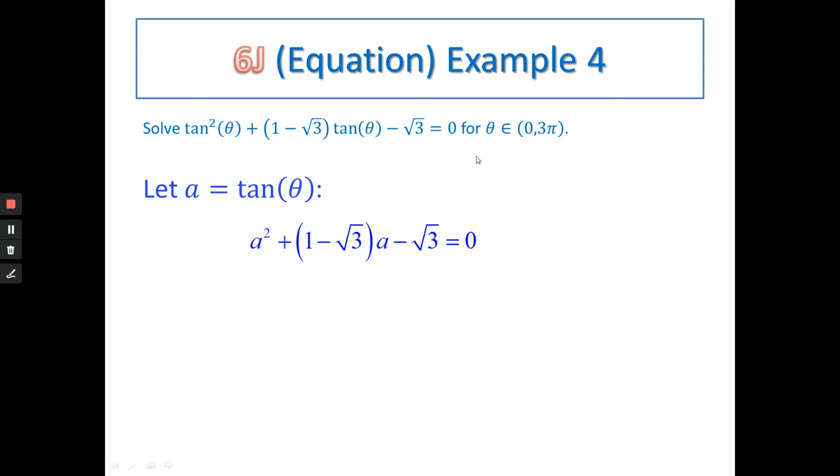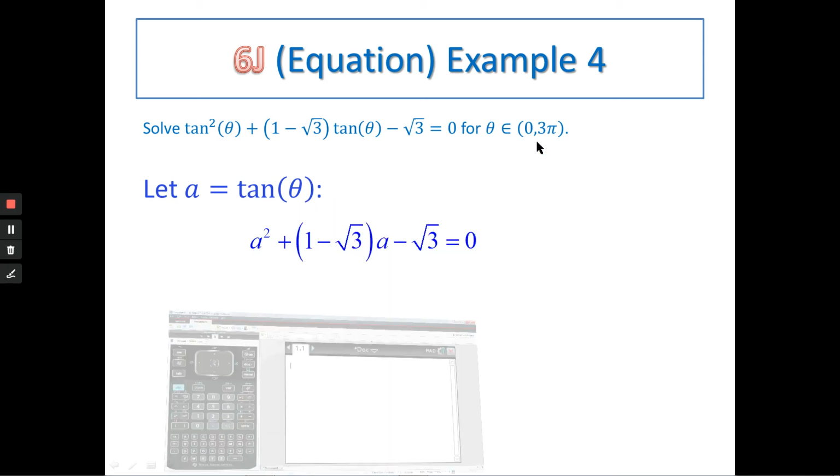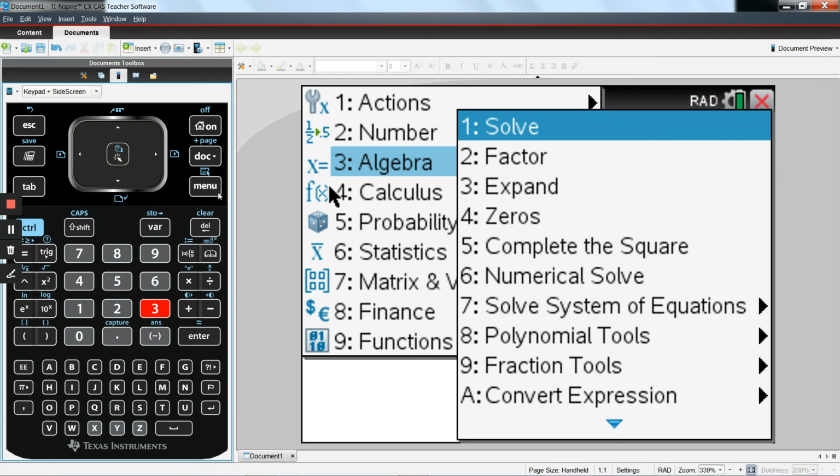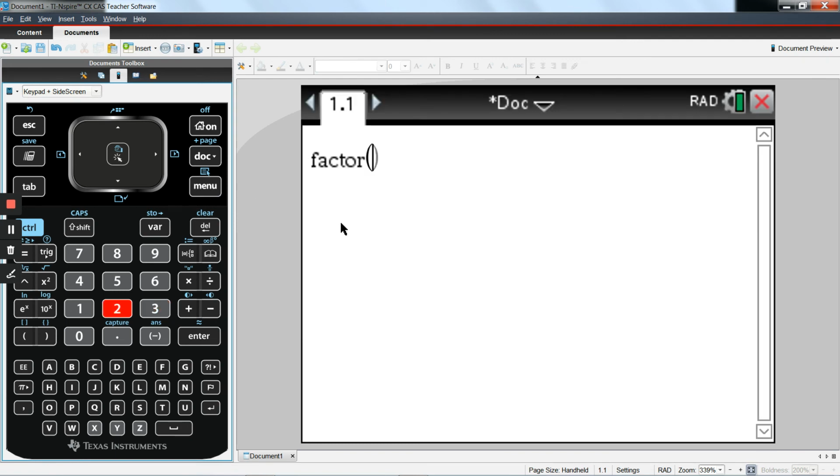So we're going to enlist the help of our trusty CAS calculator to help us factorize this. Okay, so moving on to our CAS calculator, I'm in a brand new calculator screen. I'm going to go to menu, 3 for algebra and 2 for factor. Let's type in our left-hand side of the equation.